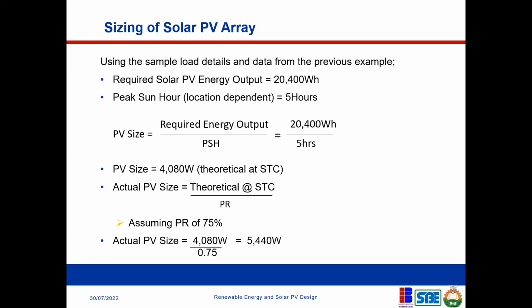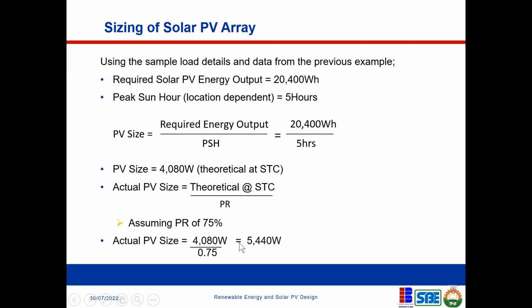So this performance ratio will now enable us to determine the actual size of our PV. We divide by 0.75 and we now have 5,440 watts. I'm tempted to begin to explain all of these terms again, performance ratio, peak sun hour, but I know we dealt with all of them in our first class, so I don't want to go back to explaining what they mean. So you divide by your performance ratio and you have 5,440 watts.